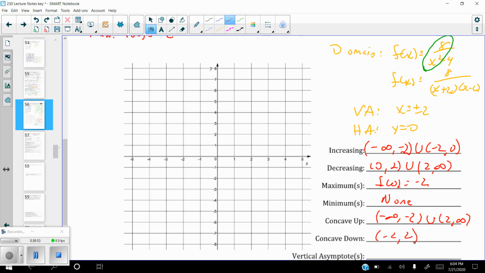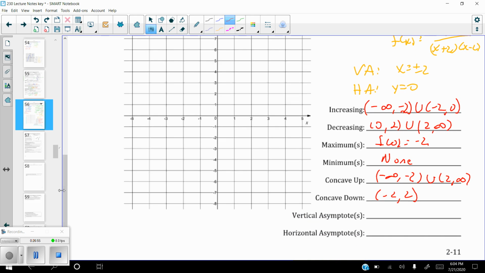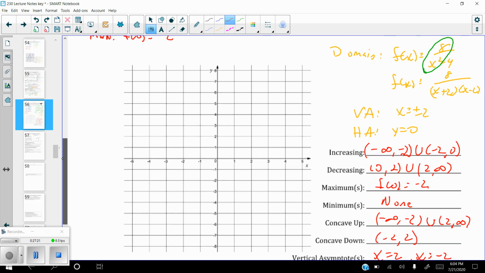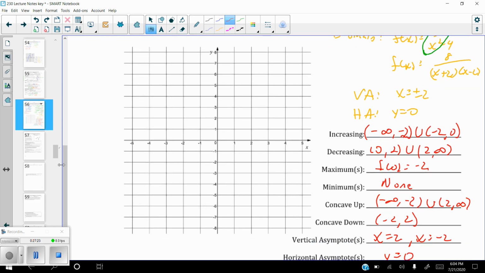Vertical asymptotes, we just decided were x equals plus and minus 2, x equals 2, x equals -2. Very important, by the way, to write your vertical asymptotes as the equation of a line. X equals, don't just write 2 and -2. Those are just numbers. It's x equals 2, x equals -2. And then the horizontal asymptote was at y equals 0. All right, let's put all this stuff together. Hopefully we'll finish this up in the next 2.5 minutes here and be under a 30-minute video for one problem, really.